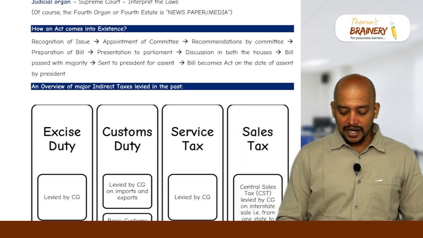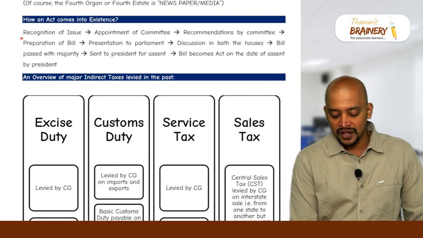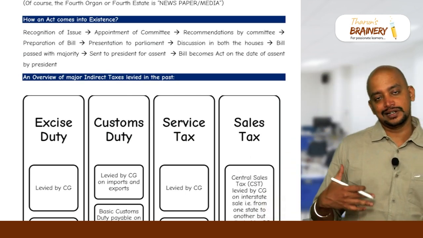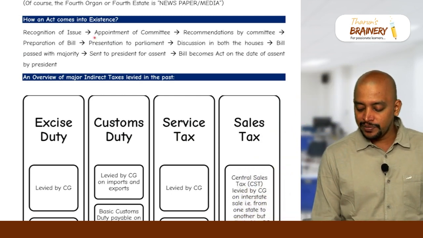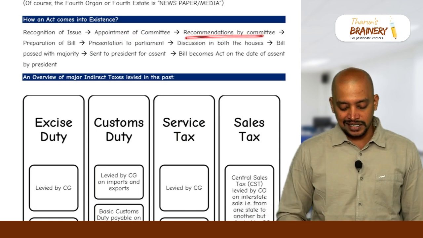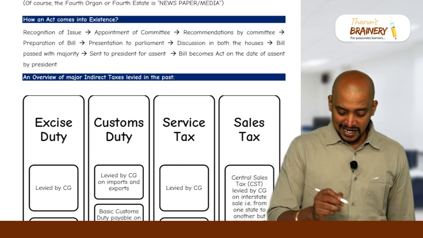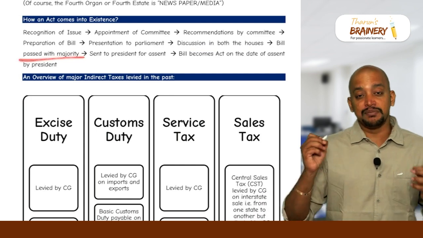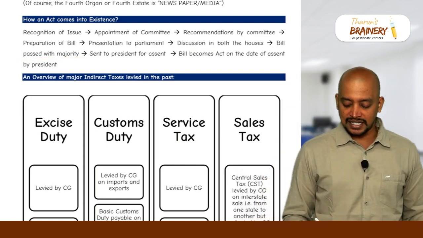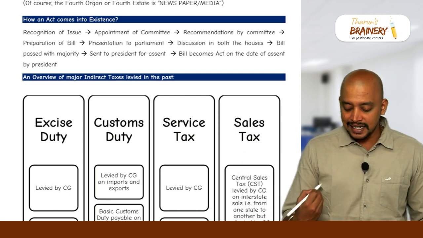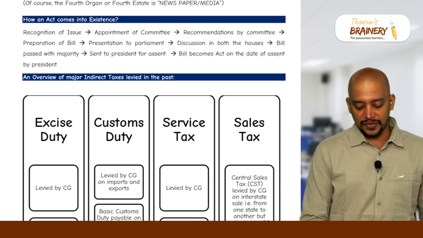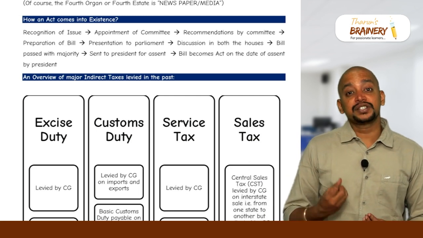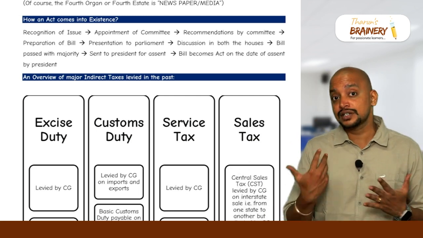Now, how an act comes into existence, I told you: first there will be an issue, for example CA students are having a lot of issues with respect to the CA institute. Then a committee is appointed, and it gives recommendations. Thereafter a bill is prepared and presented in parliament, and discussion happens in both houses. The bill is passed with majority, then sent to the president for assent, and the day the president assents the bill, it becomes an act. I also explained the meaning of act, rules, notification, circulars and case laws.